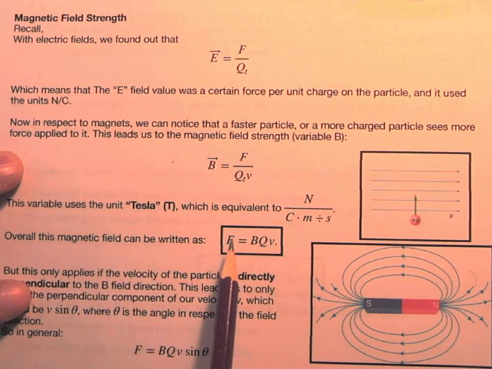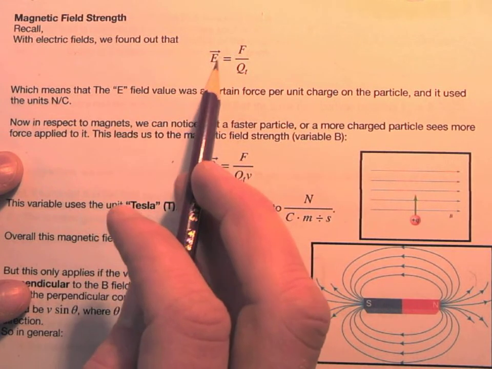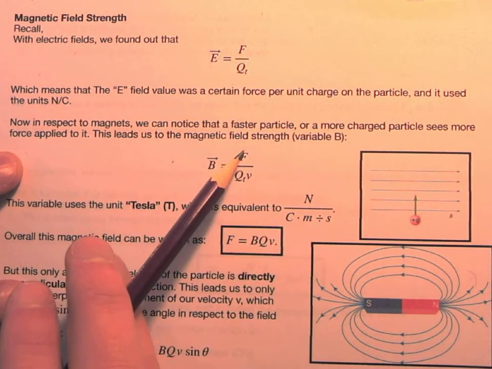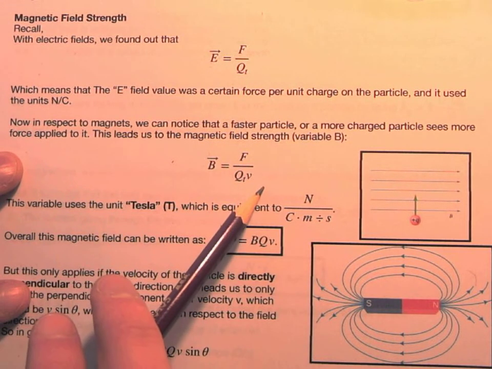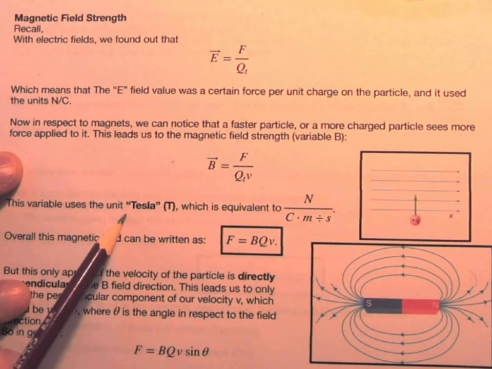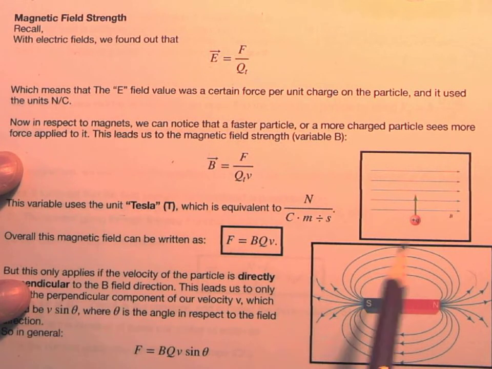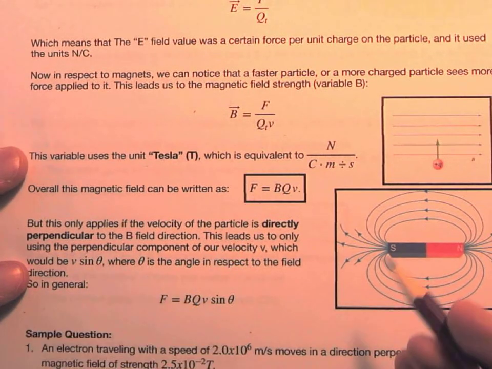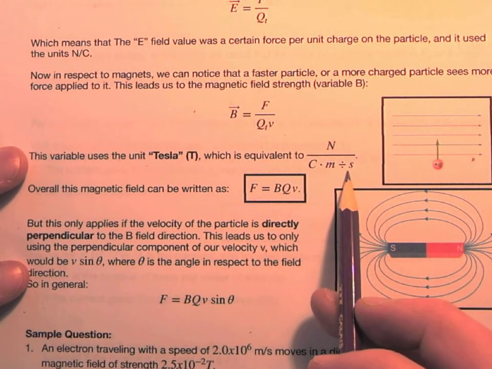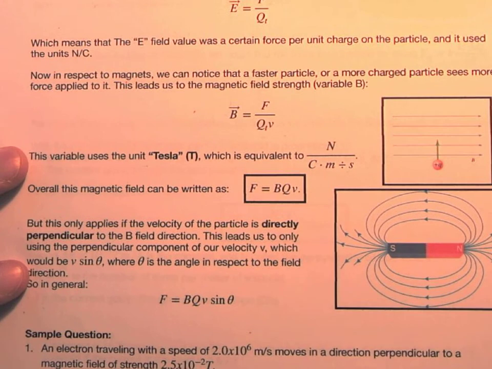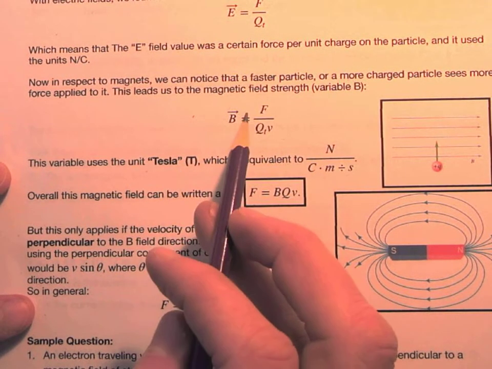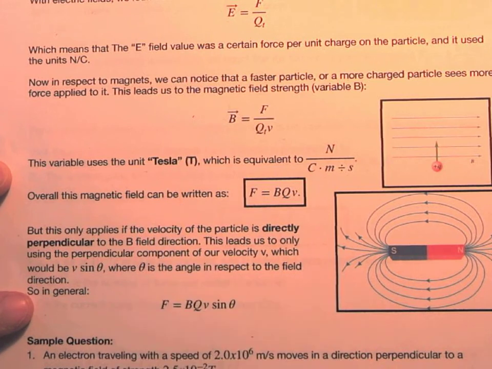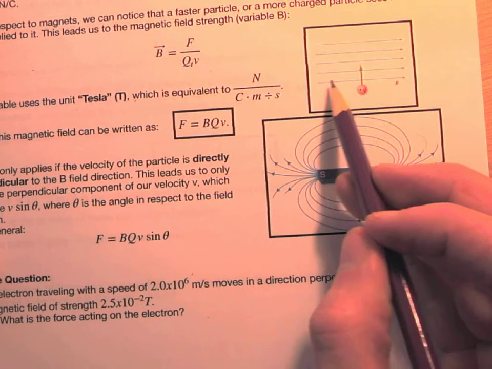Okay, what unit does B use? So if we look at E, that was newtons per coulomb. This is newton per coulomb per meter per second, also known as a Tesla, which uses the unit T. If you want to look more at the units, it's newtons per coulomb meter per second. Another way to think of it is coulomb divided by second is called an amp, so it's a newton per amp meter. That's another way, but besides that, you just have to know that B uses the units Tesla.